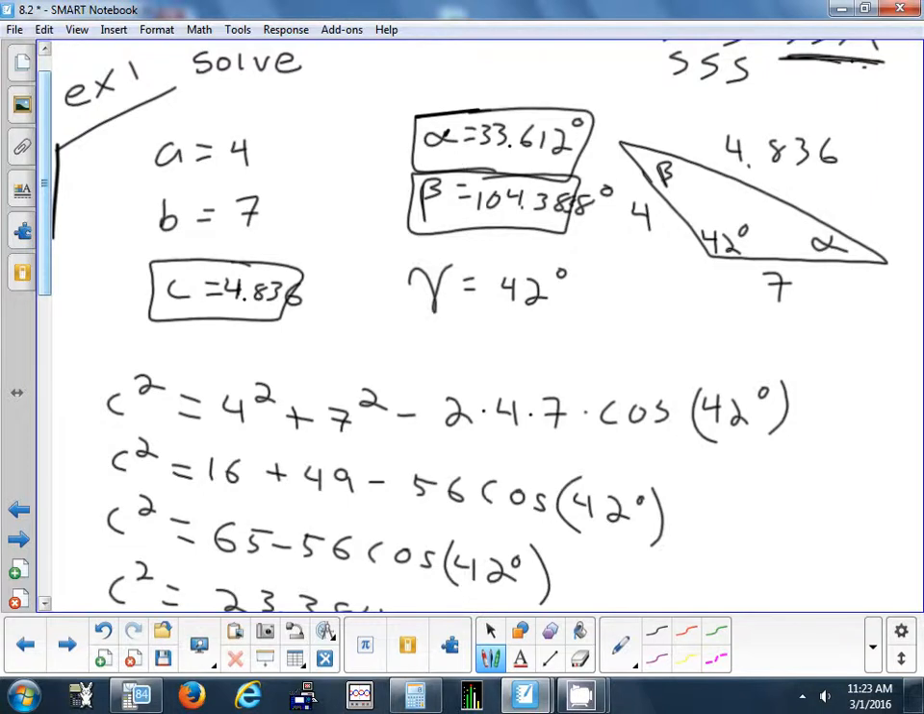In this problem, it doesn't matter if you use law of cosines to find beta and then add up and subtract from 180 to get alpha, or the way we did it. Could do it either way. Okay, so with law of cosines, you generally have a few choices on how you do things. Okay, but that's it. That's a side angle side problem. Any questions on that?